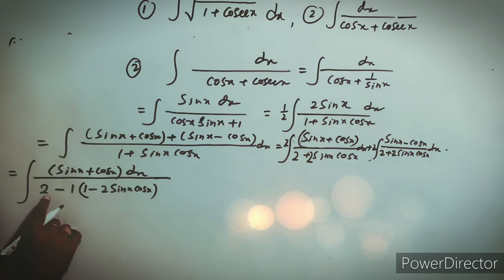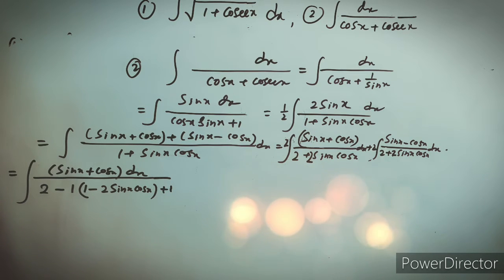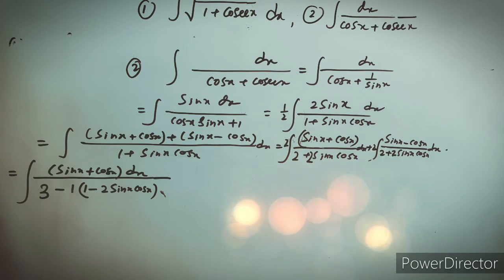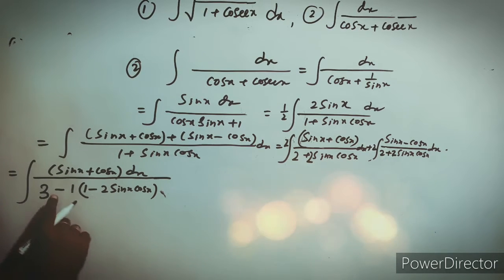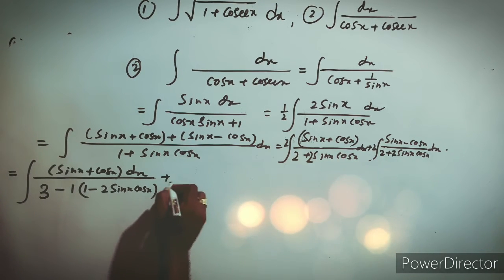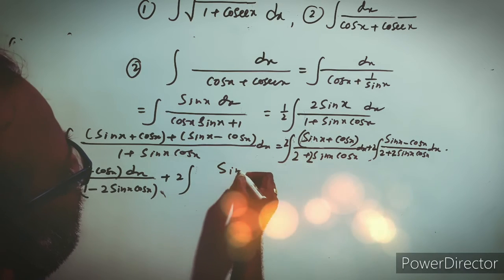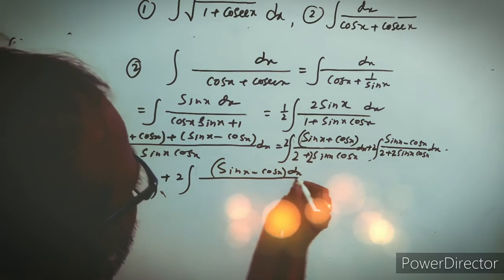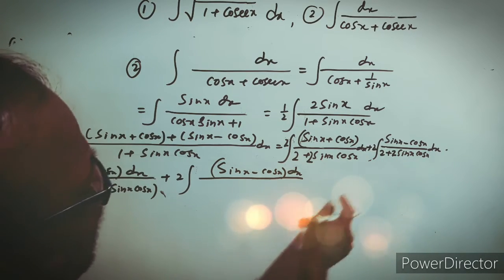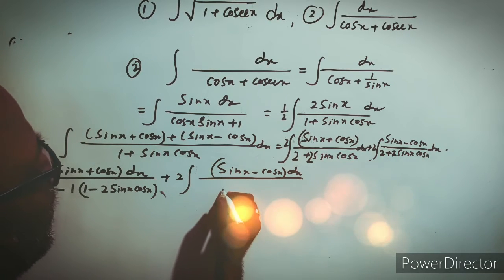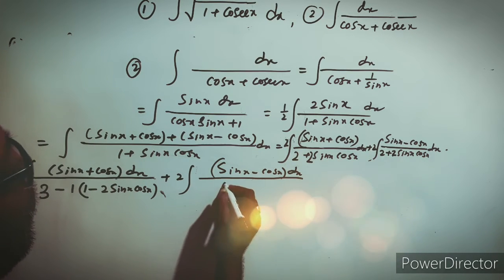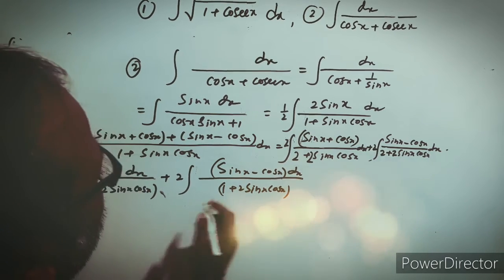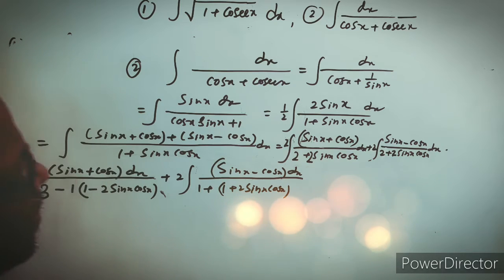If we express this as 1 plus, we add 3 here, 3 minus 1 is 2, and minus minus plus, 2 times that. So again 2 into sin x minus cos x dx. Again I want to express it like a plus pattern: this is 1 plus 2 sin x and cos x, and 1 is more, so we added 1 here for balancing this format.